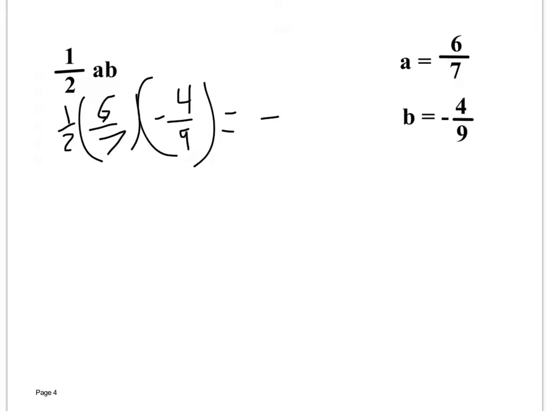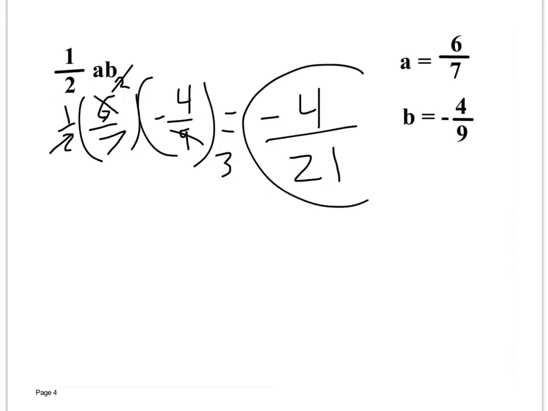Now, you can multiply all the numerators, 1 times 6 times 4, and all the denominators, 2 times 7 times 9. Or you can reduce before you multiply. That's what I'm going to do. I see 6 and 9. They have a common factor of 3. So 6 divided by 3 is 2. 9 divided by 3 is 3. I see a common factor of 2 and 2, so I get rid of those. Nothing else reduces, so I'm left with -4 on top and 3 times 7 on bottom. There's my answer.